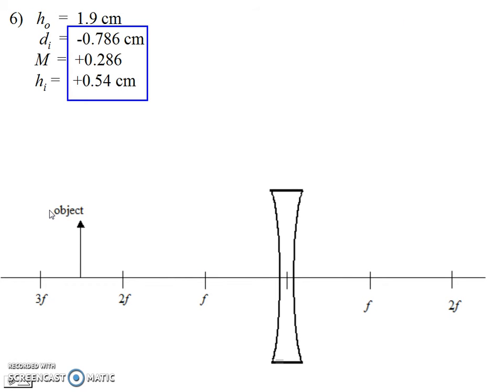Alright, so here's what we got here. You should be getting negative 0.786 centimeters, positive 0.286, positive 0.54. You notice that this is a diverging lens. The problem even told you the focal length is negative, but even if they hadn't, we know that all diverging devices have negative focal lengths. That's your job to put negative focal length in for the math.